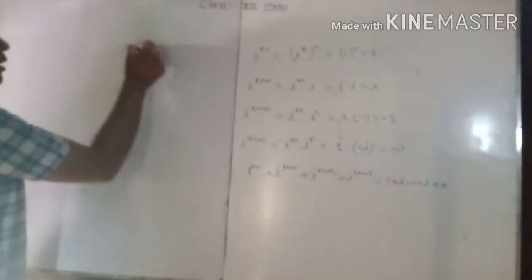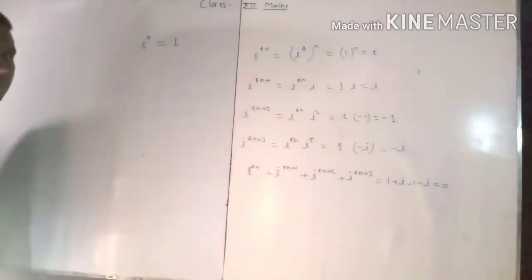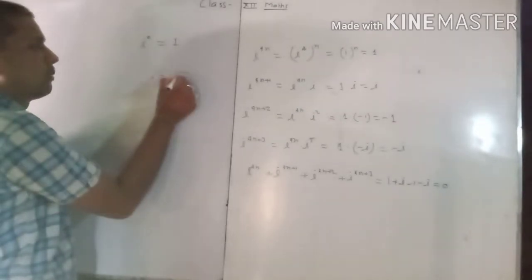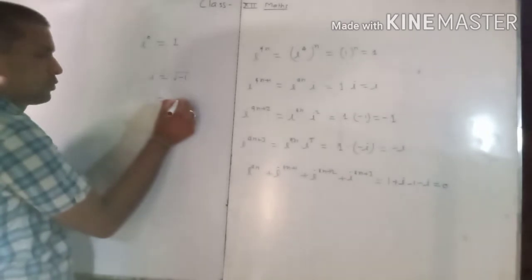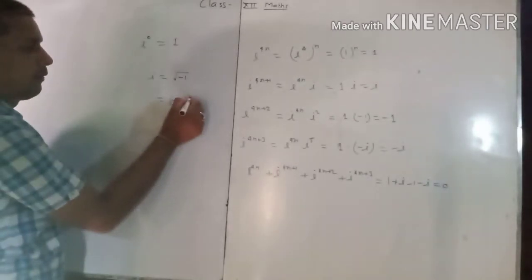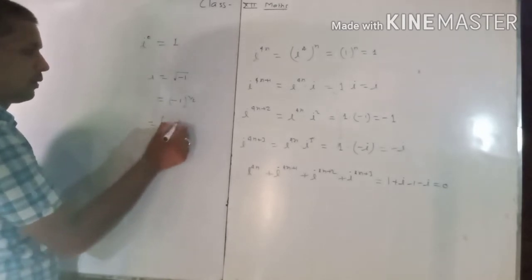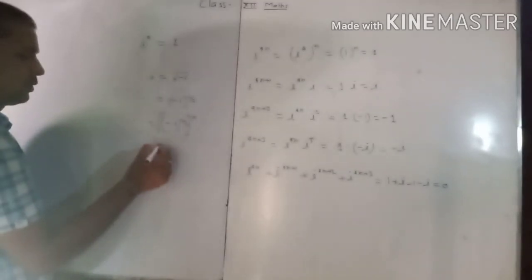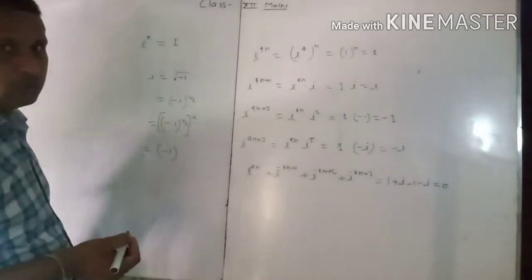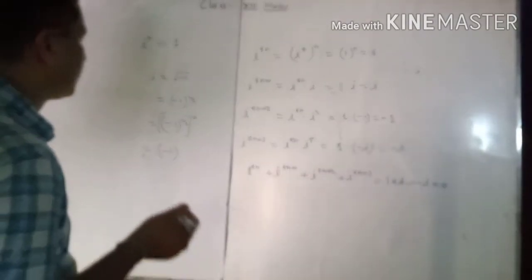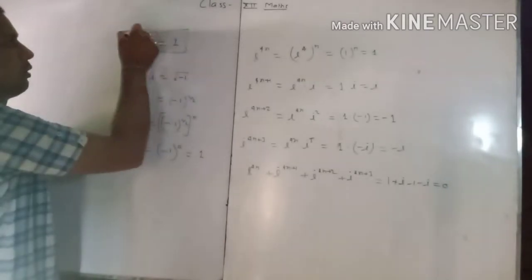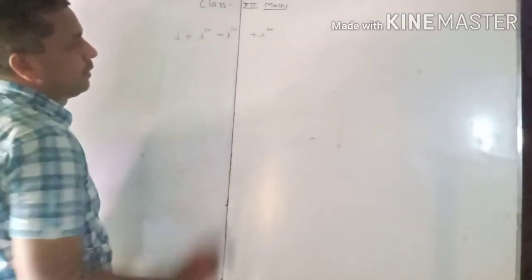iota, that is I. Okay, after this I to the power 0 is equal to 1 because I means root over -1, so root over -1 means -1 to the power half, and overall power 0, so we get -1 to the power 1 by 2 into 0, powers multiply, so half into 0 means 0, and -1 to the power 0 is 1, so I to the power 0 is equal to 1.